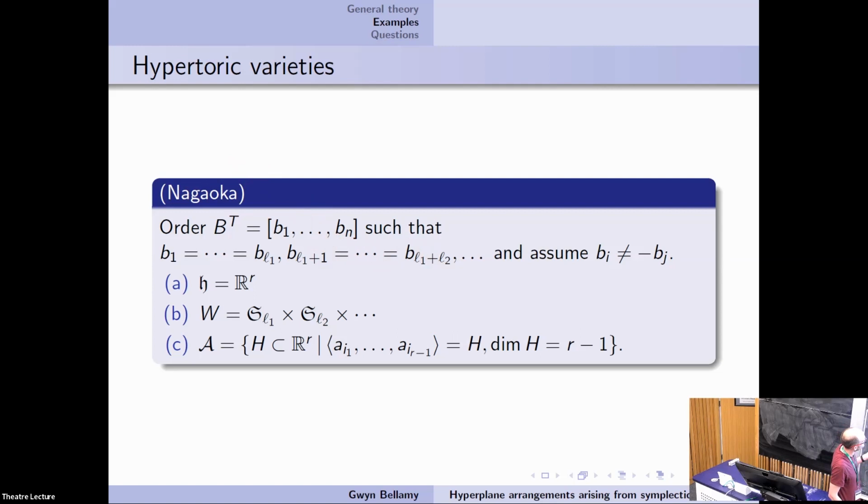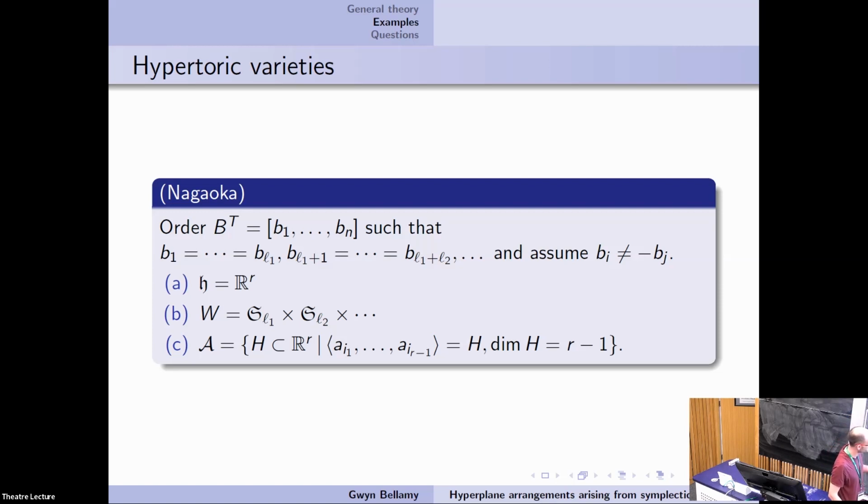What they proved is that if you look at this B and rearrange the columns so that the first L1 columns are the same, the second L2 columns are the same, and so forth, and you can always make this assumption, then the space is just the space you expect. Your Weyl group is just the product of these symmetric groups. And your hyperplane arrangement comes from looking at all these weights that describe the action, and taking all subsets that generate a subspace of codimension 1. That gives you a general hyperplane arrangement.